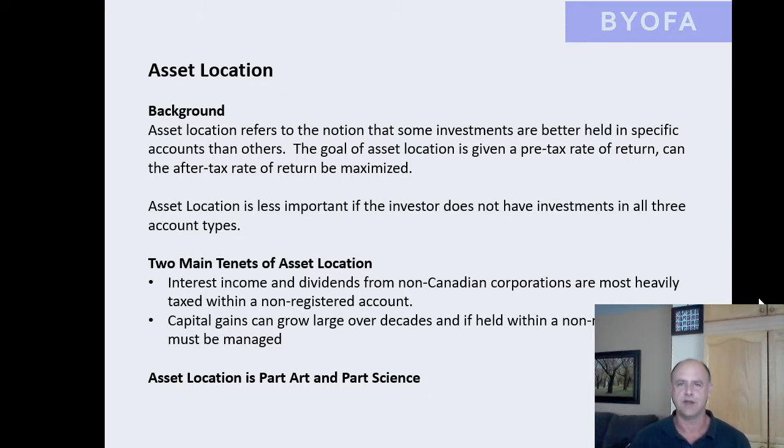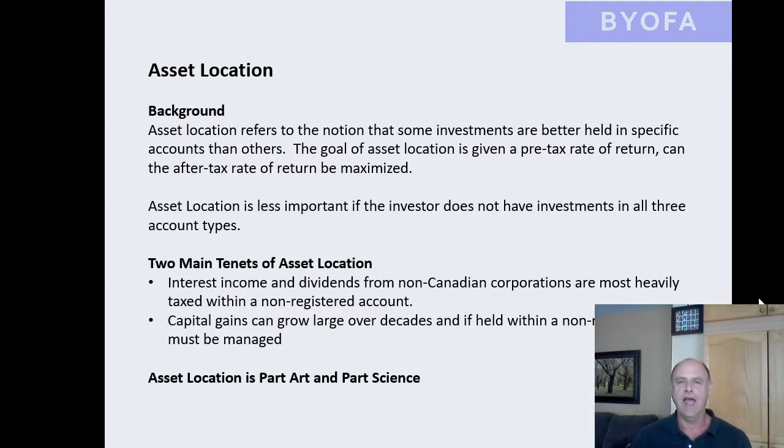There are two main tenets to asset location. Tenet number one is interest income, and dividends from foreign corporations are heavily taxed in a non-registered account. They are taxed at your marginal tax rate. And the second tenet is capital gains can grow big over the course of a lifetime. If you make an index investment when you're 25 years old and you let it grow and now you're 95 years old, well, you are going to have a pretty darn big capital gain on that. Now, where is it best that that is held?